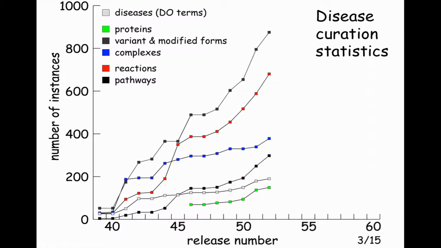The number of variant polypeptide sequences we've annotated is actually a high number here, 875, and then those have been involved in reactions, pathways, and also in the formation of complexes. So it's saying that, just in terms of pure numbers, we can do this.